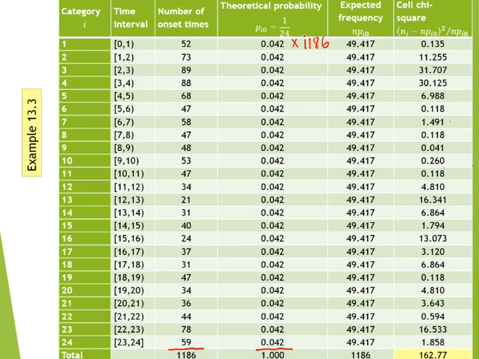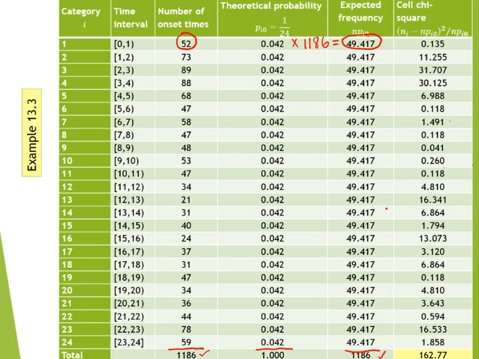1186 times 0.042 gives you the expected frequency, and they're all the same. They all add up to 1186 again. And now you can get your cell chi-square values. You compare the number actually observed between midnight and 1 o'clock, which is 52, compared to the expected 49.417. Get that difference, square that difference, and divide by 49.417. That gives you the cell chi-square for the first category, which is 0.135. And you do it for all of them.